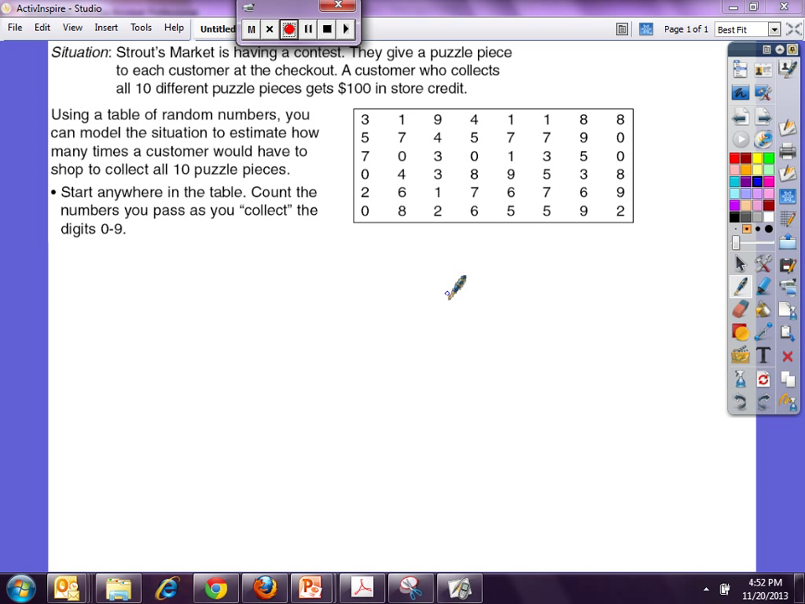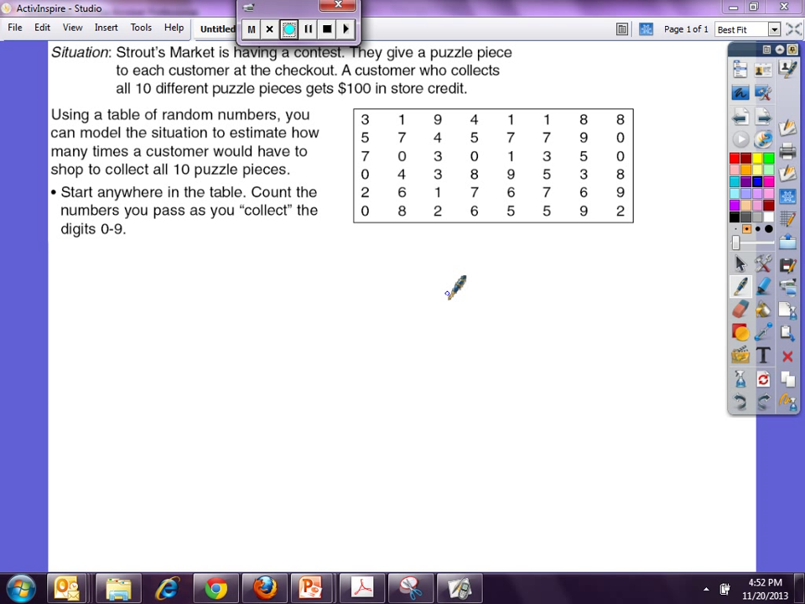Okay, so we're going to talk about using a simulation to find probability. The situation says Strauss Market is having a contest. They give a puzzle piece to each customer at checkout. The customer who collects all 10 different puzzle pieces gets $100 in store credit.